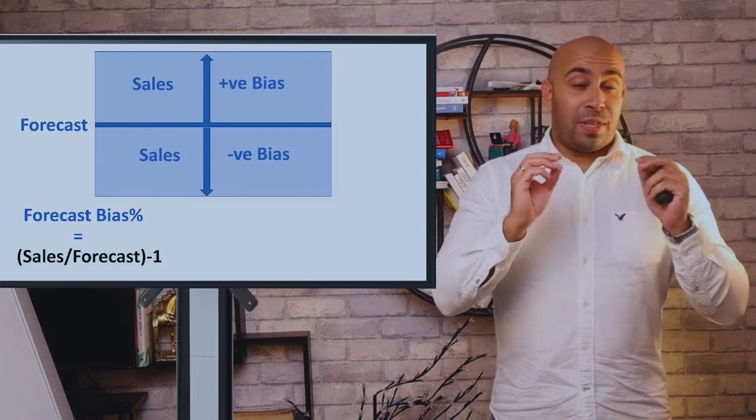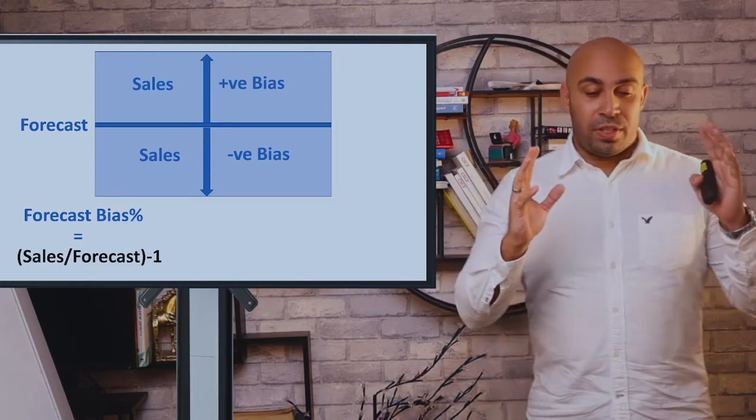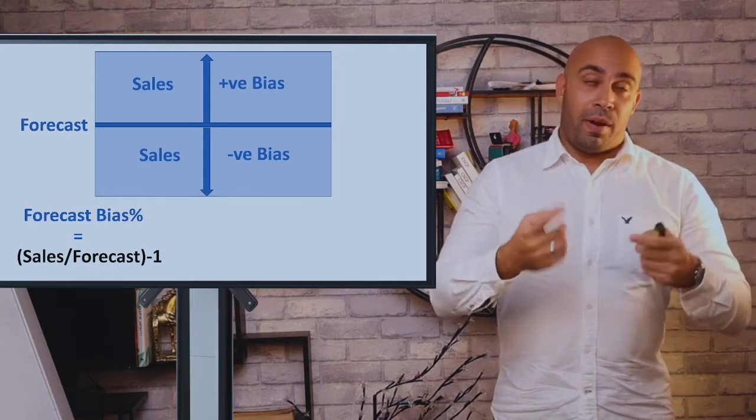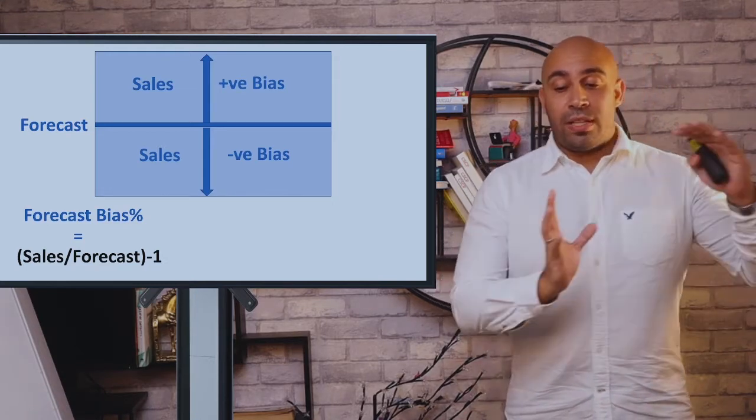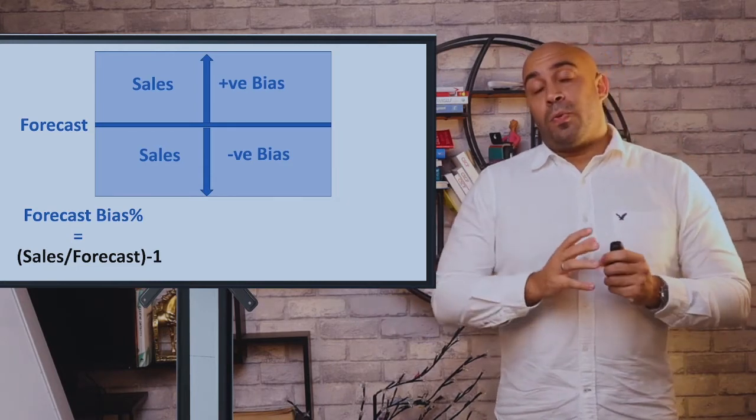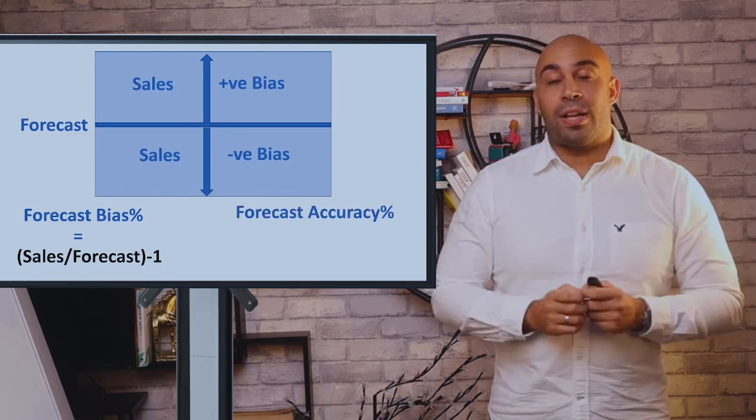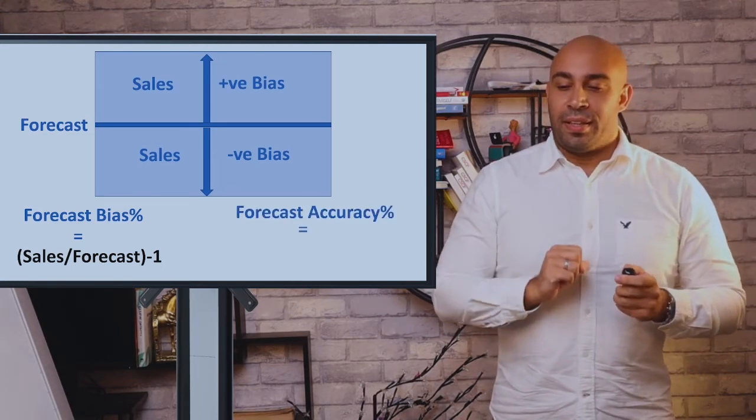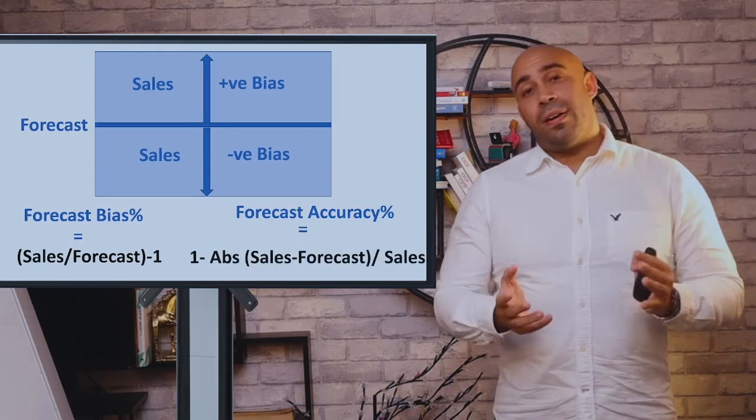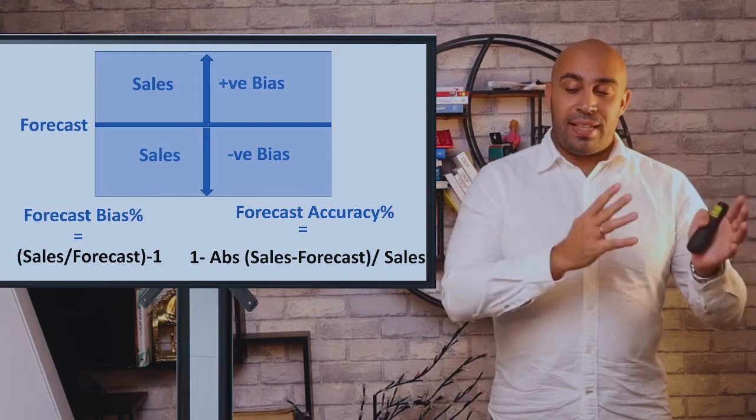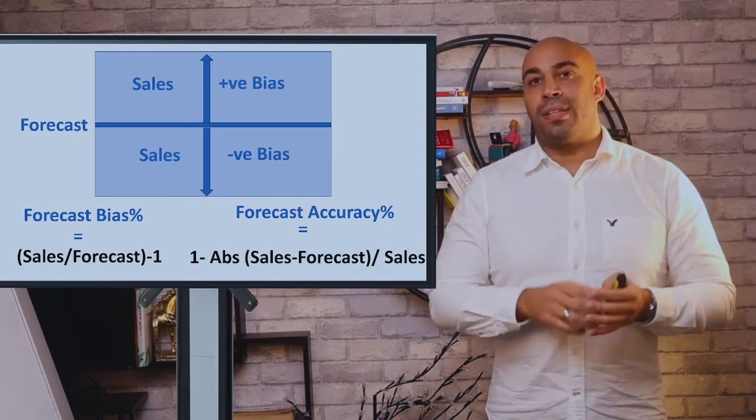I'll take you step by step, so don't just take it that way. I'll make it very easy with the coming example. So forecast bias is sales over forecast minus 1. Another one, the second metric, is our forecast accuracy. Forecast accuracy is a little bit different: it is equal to 1 minus the absolute error, the absolute value of sales minus forecast, over the sales.